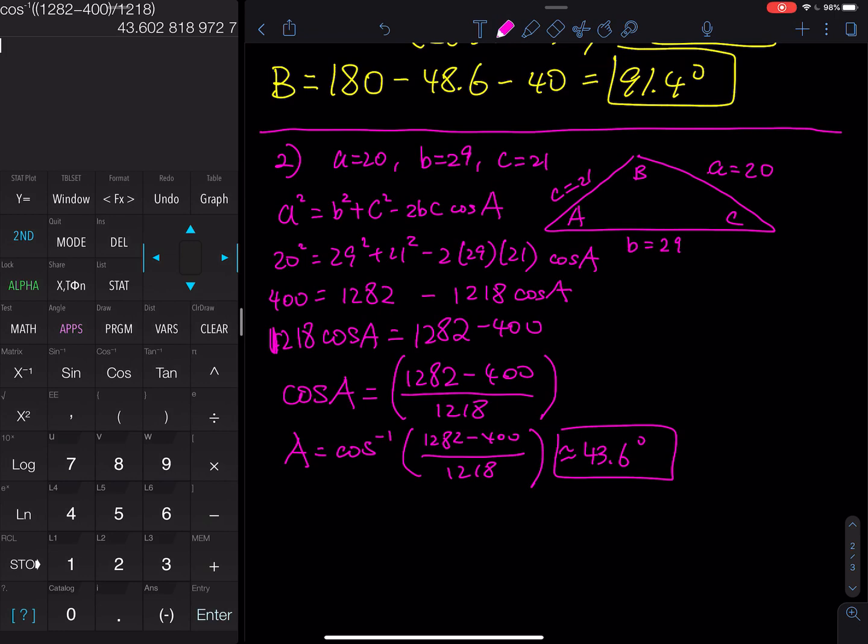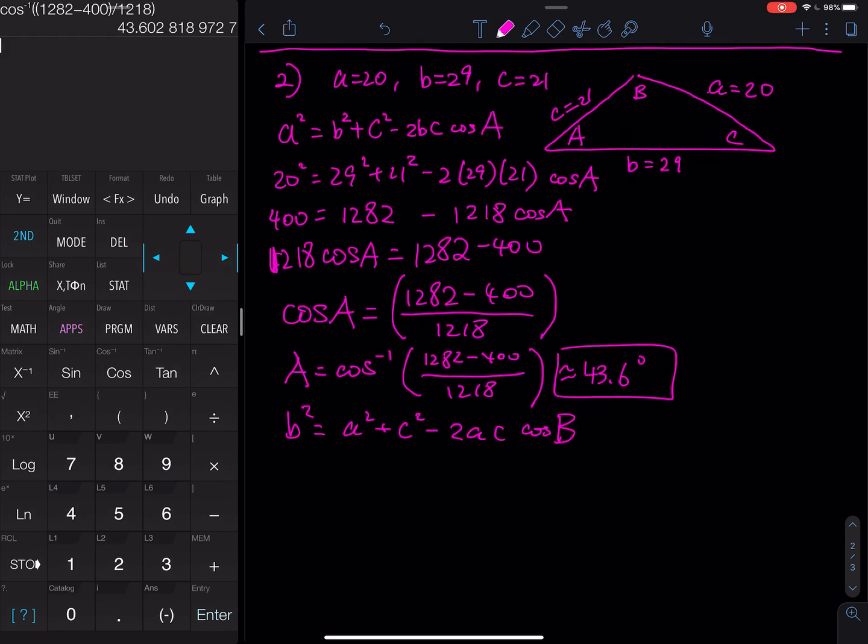So the next one, I am going to find angle B. So I have to start with B. AC squared equals AB squared plus BC squared, I forgot the square, minus 2 times AB times BC times cosine big B, you plug in. So 29 squared equals 20 squared plus 21 squared minus 2 times 20 times 21 times cosine of B. And then you evaluate the squares, that is easy. So 841 equals 841 minus 840 times cosine of B. And then you have cosine of B.